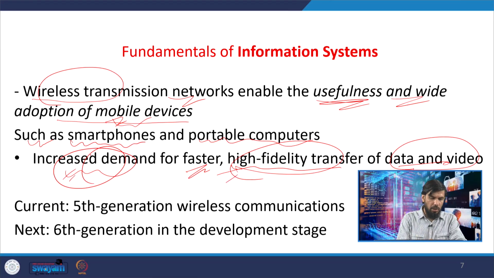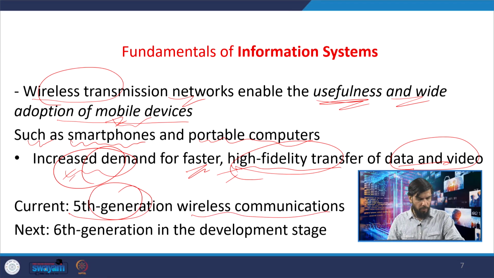So, there is an increased demand for this, and as a consequence of higher penetration, researchers, innovators, engineers, they worked on the wireless transmission technology, and currently we are at 5th generation wireless communication, and there is a plan for 6th generation in the development stage. So, already with 5G networks we are able to get very fast and good quality streaming of videos and music and all those content, right.